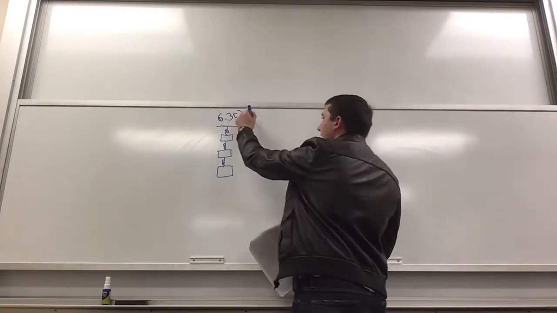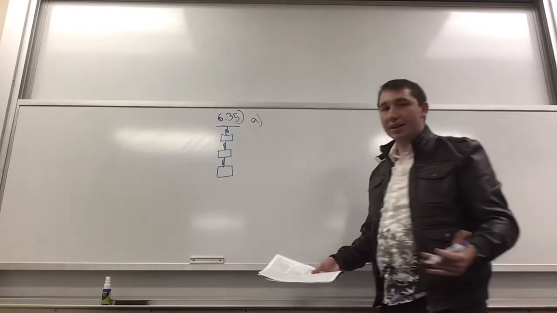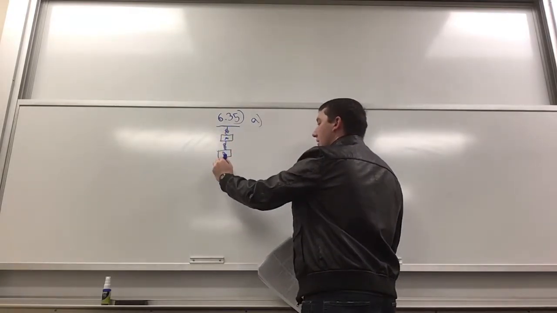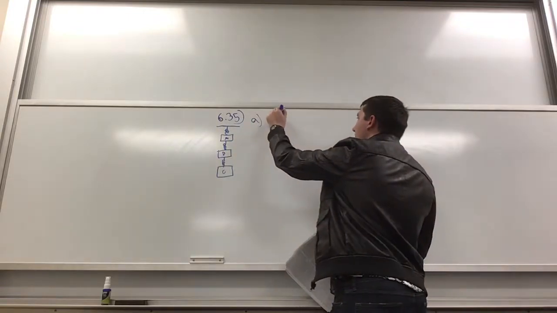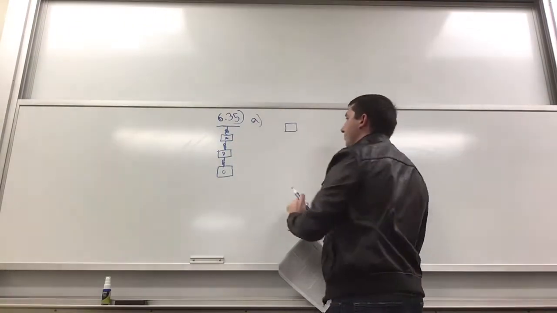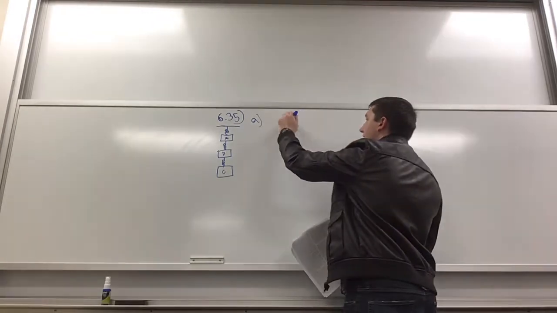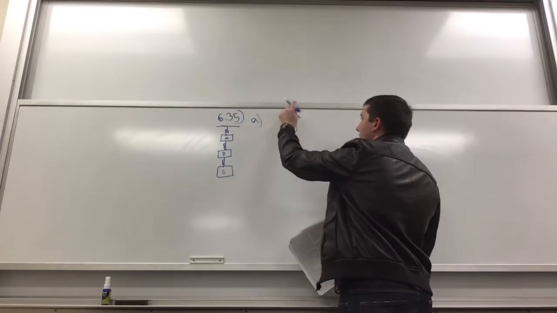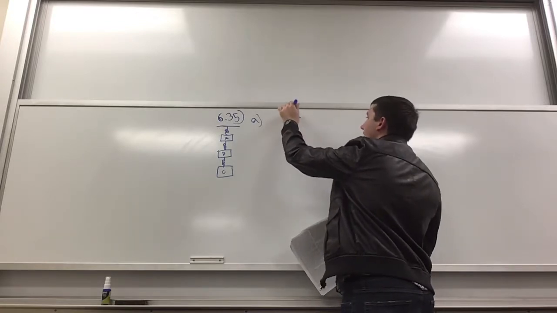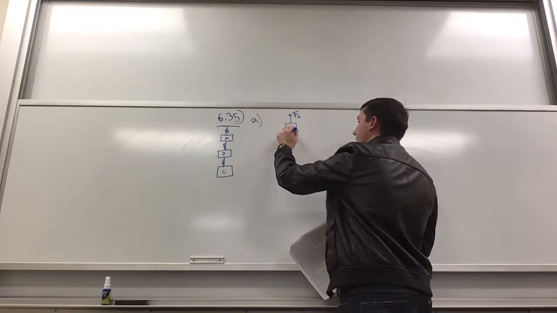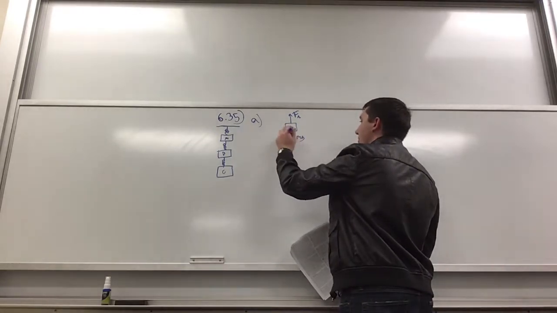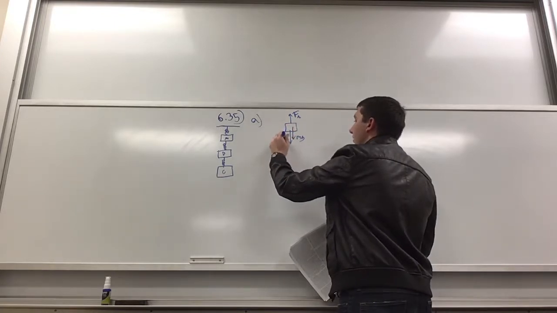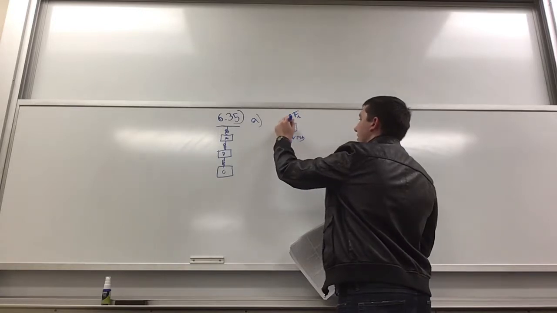So for part A, it wants a free body diagram for each one. So box A, B, and C. So for box A, you're going to have the force from spring A, it's not a tension. You're going to have the force from the mass times the gravity. You're also going to have the force from spring B, and this is for box A.